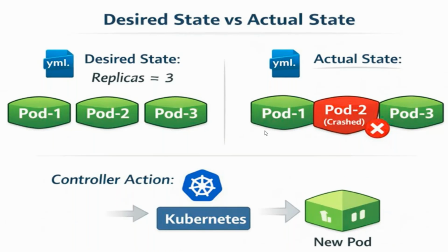Kubernetes works on a very important concept called desired state versus actual state. Desired state is what we defined in the YAML file. For example, how many pods should run, which is called desired state. Actual state is what is currently running inside the cluster. This is called actual state. So Kubernetes continuously compares these two states. If there is any difference or mismatch, Kubernetes takes action to fix it. So this is the core idea of Kubernetes.